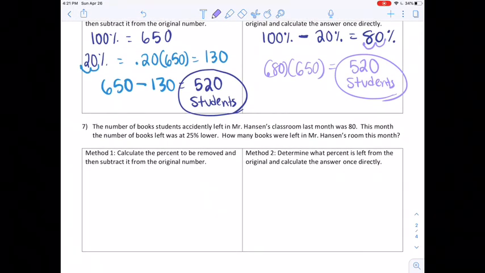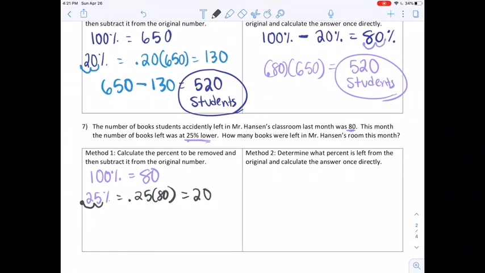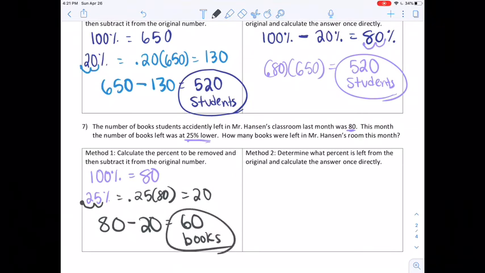Okay, let's try one more together here. The number of books students accidentally left in Mr. Hansen's classroom last month was 80. This month, the number of books left was 25% lower. How many books were left in Mr. Hansen's room this month? So again, method 1, you're going to take your 100%, which is all of the books, which was 80. We're going to figure out what 25% of that is. So 25%, change that to a decimal, 0.25 times 80. You get 20. So you're going to take the 80, that was the original, and subtract the 20, and you would get 60 books.